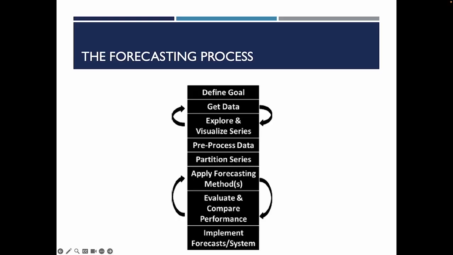And if you notice in the diagram, we have two sets of arrows. These arrows indicate that the process is iterative. So we keep getting the data, exploring, and visualizing the series. This is ongoing. Because if you explore your data, sometimes you are going to say, hey, I need more data. Or when you visualize your data, sometimes you say, hey, I need more data. So you go back and collect more data. Or the other one, the next one here.